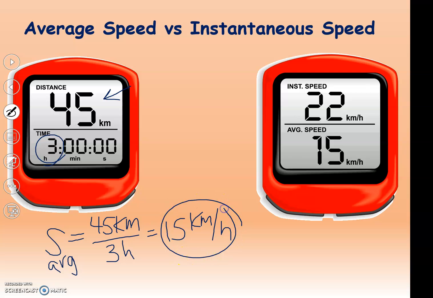So our average is 15, but if you look at this speedometer over here, this reading, we can see that the instantaneous speed is 22 kilometers per hour. So at some instant in this journey, your car, your body, whatever you were moving in, went 22 kilometers per hour. But overall, the average was 15 kilometers per hour. So they don't always have to be the same, but sometimes they could be.